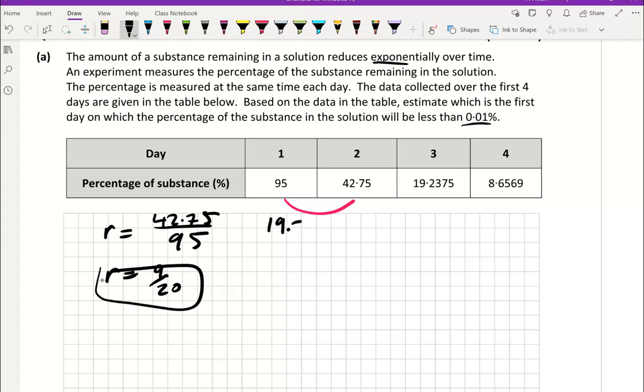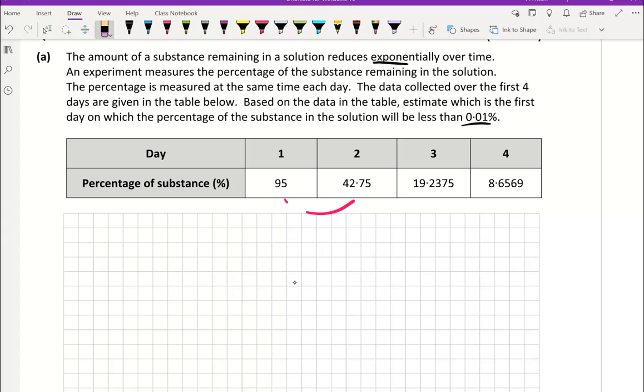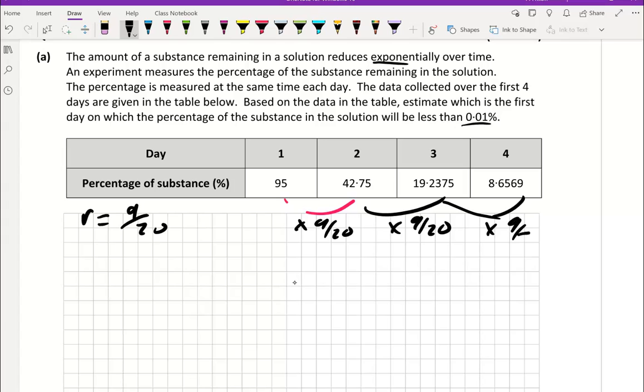We'll take the third one, 9.2375, and divide by 42.75. Yeah, we do indeed get 9 over 20. So it's a geometric sequence, and every single time it's being multiplied by 9 over 20. So r is equal to 9 over 20. So multiply by 9 over 20, multiply by 9 over 20, multiply by 9 over 20.